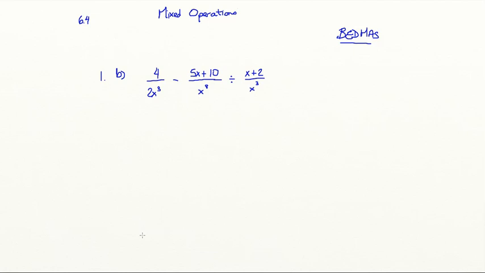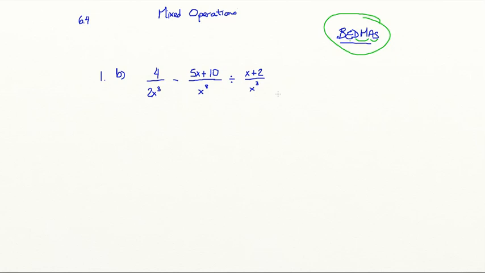Section 6.4, mixed operations. That means we're going to be doing adding, subtracting, multiplying, and dividing in the same questions. So we need to make sure we're following BEDMAS. Remember, B is brackets, so you do the stuff inside the brackets first, then the exponents, then division and multiplication together, addition and subtraction together.